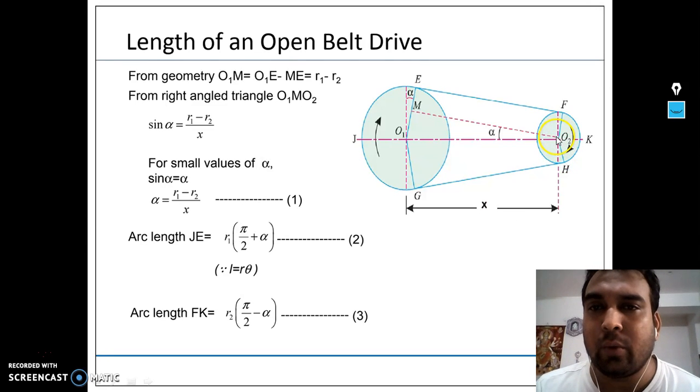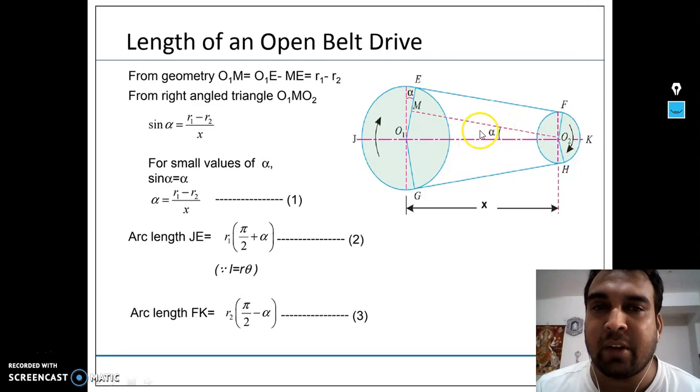From point O2, draw a line parallel to EF. That means EF and MO2 are parallel to each other. Now in triangle O1, O2, M, this angle is alpha. If this angle is alpha, then this angle is also alpha. So from this triangle O1, O2, M, sine of alpha can be written as O1M over O1O2, and O1M can be written as R1 minus R2, and O1O2 is x.